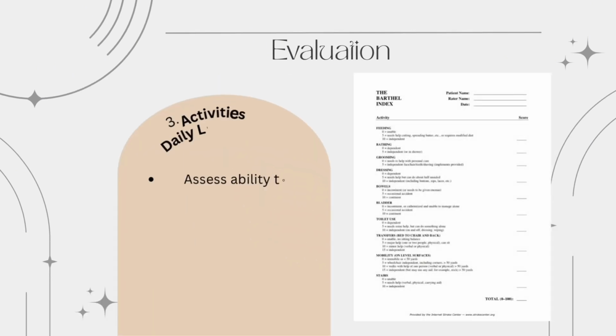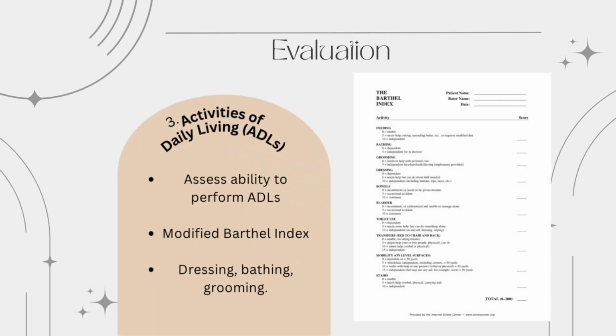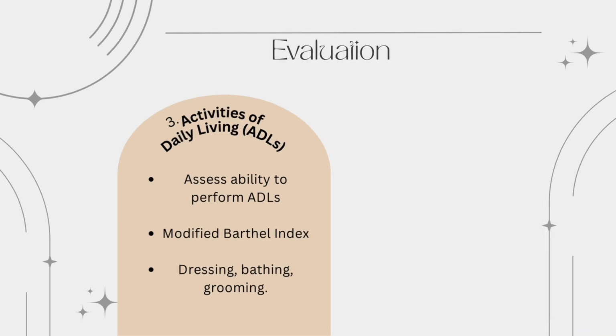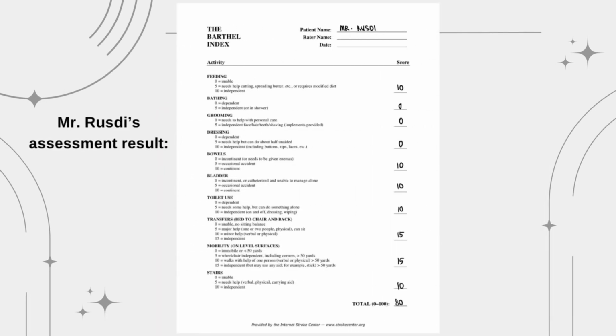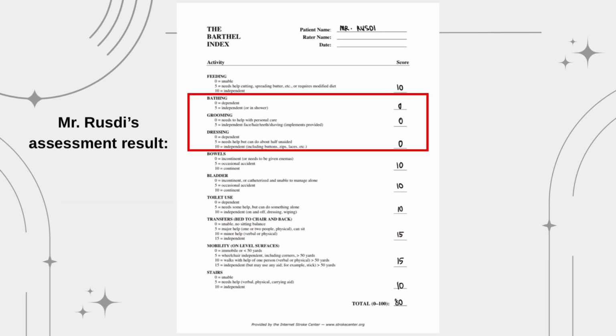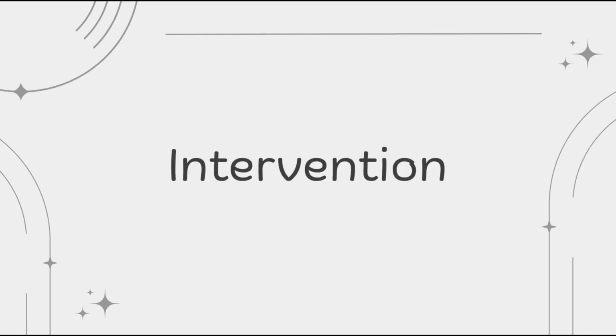Finally, we assess the patient's ability to perform activities of daily living, or ADLs, by using the Modified Barthel Index. Mr. Rusdi is currently fully dependent for bathing, grooming, and dressing. With a total score of 80 out of 100, our OT intervention will focus heavily on restoring his ability to perform these daily tasks. Next, we have intervention.